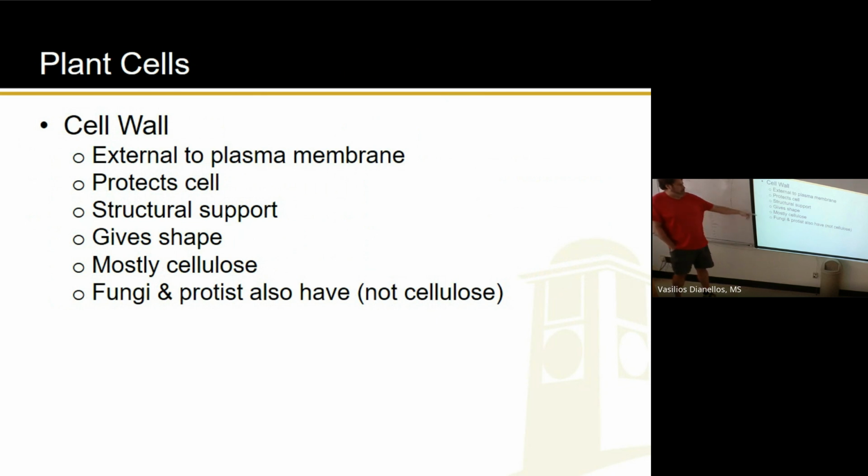And the reason I kind of chuckled is, now that I think about it, in a lot of houses you've got 2x4s inside the wall. A 2x4 is made of wood, which is almost entirely cellulose. So depending on how you look at it, your house walls are also mostly cellulose. Anyway, fungi and protists also have cell walls, but they're not cellulose. So you can look that up for independent work if you want.